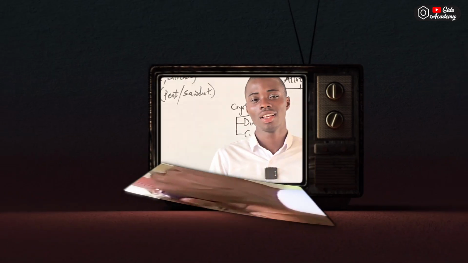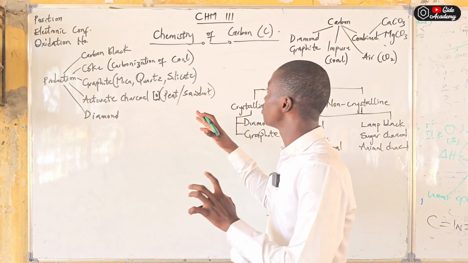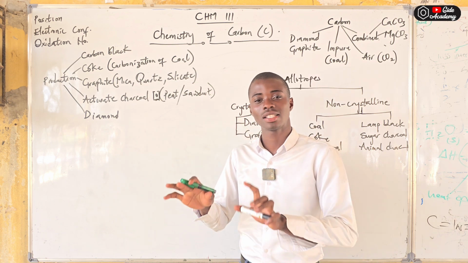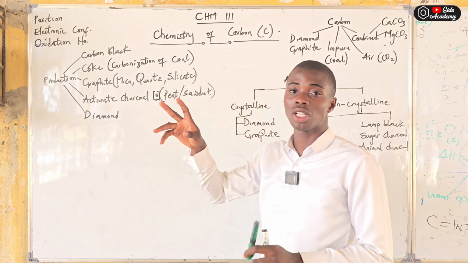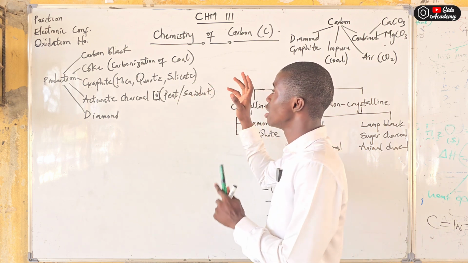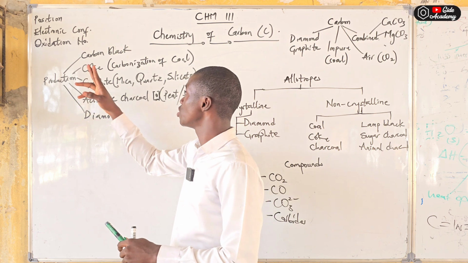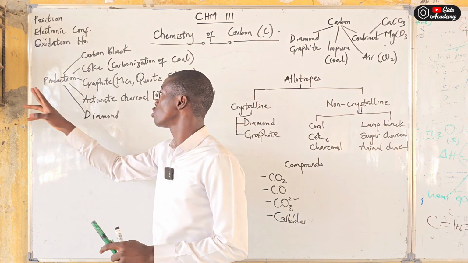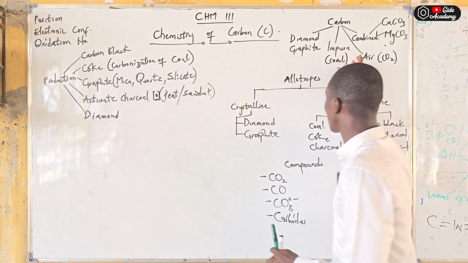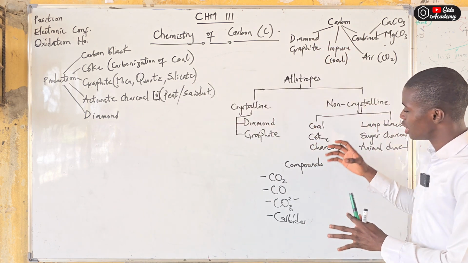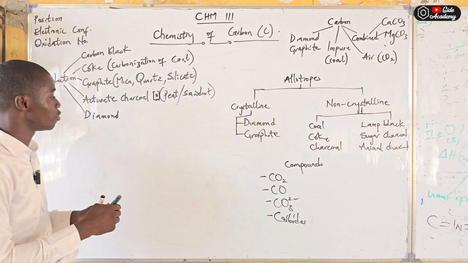Hello everyone, once again I welcome you to another episode of CHM 101, Chemistry of Selected Metals and Non-Metals. In this particular video, we're working on the chemistry of carbon, which happens to be the second selected non-metal. First of all, we'll be talking about the position of carbon, the electronic configuration of carbon, the oxidation number of carbon, the occurrence and production of carbon, allotropes of carbon, and then the compounds of carbon.